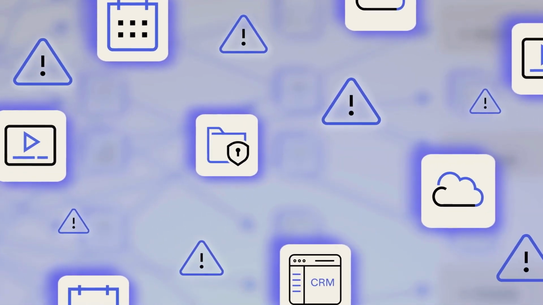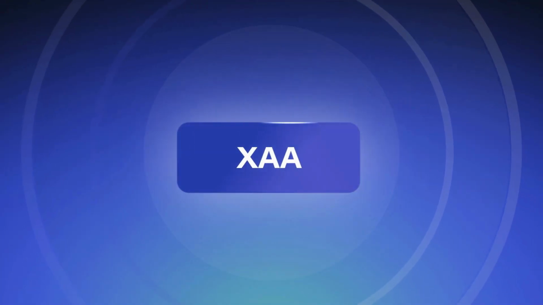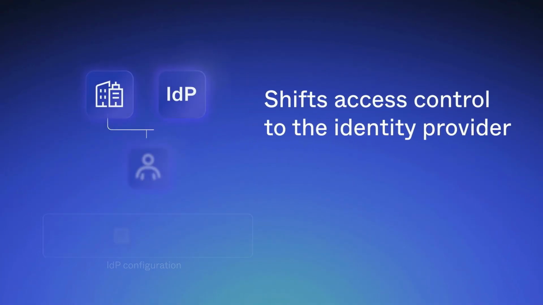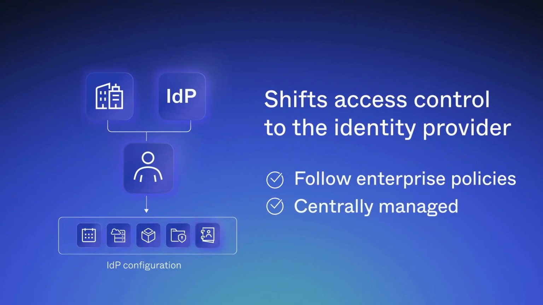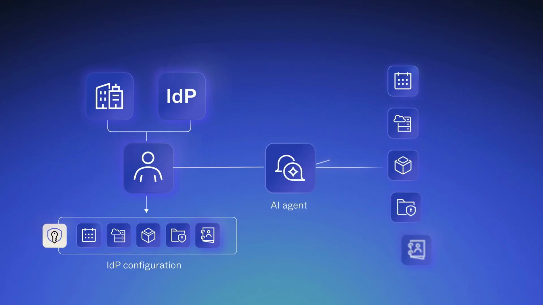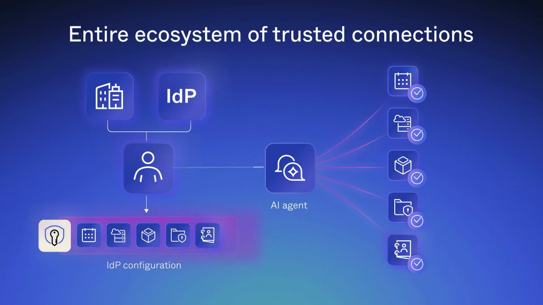Customers are asking for a solution, one that cross-app access provides. Cross-app access shifts access control to the identity provider, so connections align with enterprise policies. When app builders and AI platforms adopt it, it works across the entire ecosystem to make trusted connections possible.